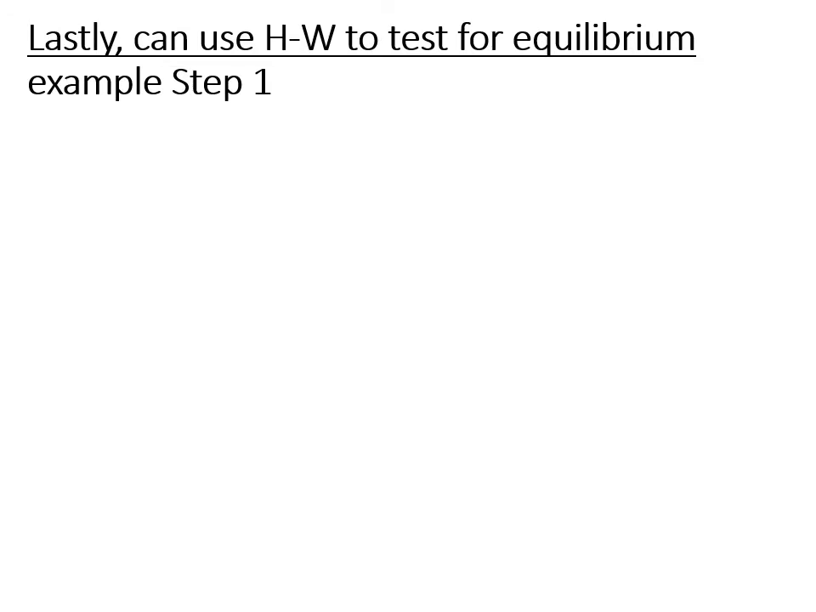Now, the last thing for us to do is to really use Hardy-Weinberg as robustly as we can. Now that you are experts at calculating the genotype frequencies and the allele frequencies of a population, we're going to use all that information and Hardy-Weinberg to test whether or not a population is actually in equilibrium. And I'm going to show you how to do this in 3 steps. The first thing that I'm going to do is write exactly what the example is.